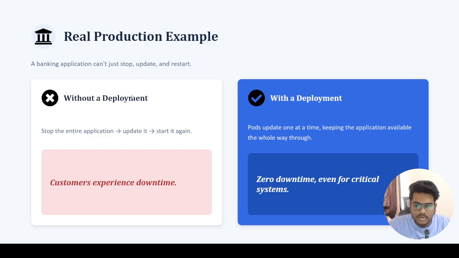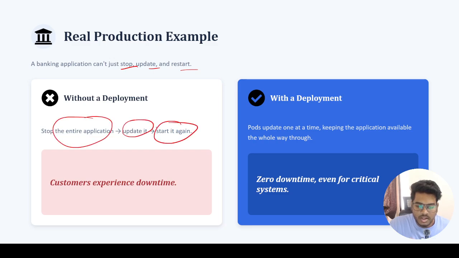Now some real production examples. Suppose a banking application can't just stop, update, and restart, right? It should always be running. Without a deployment, if you are using just a pod, you need to stop the entire application, update it, then start it again, so there will be downtime. But with a deployment, pods update one at a time, and your application will always be available. That is a zero downtime strategy.